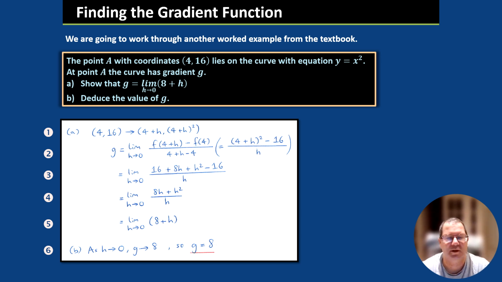You can see I've numbered the lines of working down the side 1 to 6. So in line 1, I'm simply saying that 4, 16, as we add h to it, is going to go to 4 plus h and 4 plus h all squared.